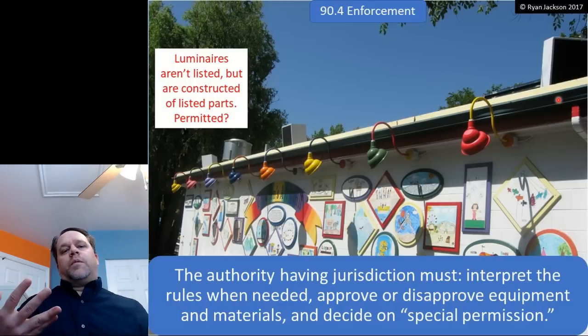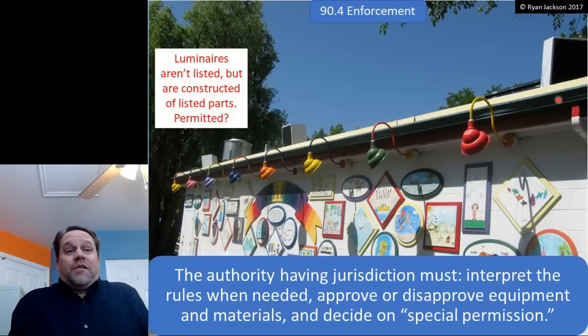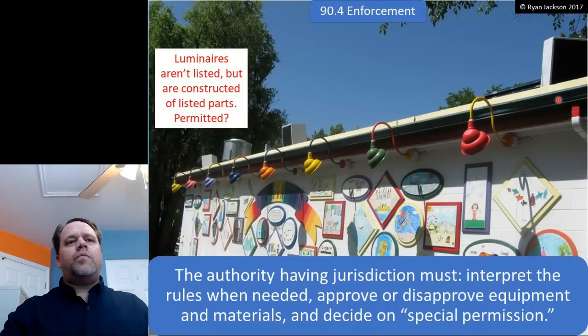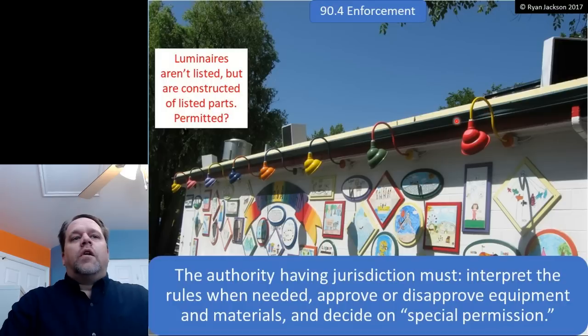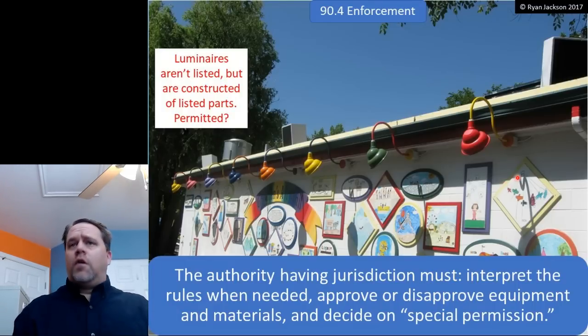Saying that I can't use a particular wiring method if it's subject to physical damage. That has to be interpreted. What does physical damage mean? When is something subject to physical damage? That's not something that you could ever define. So the code says, look, somebody has to interpret that. Who interprets that? The authority having jurisdiction. The authority having jurisdiction is also responsible to approve or disapprove equipment and materials, and also decide on special permission. Special permission, by the way, is defined in Article 100, and that's the written consent of the AHJ.